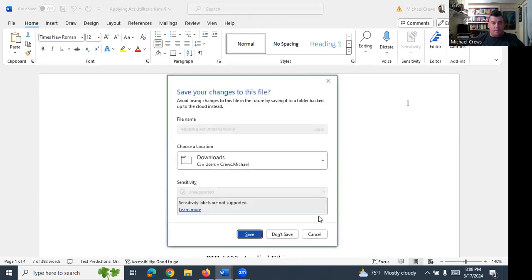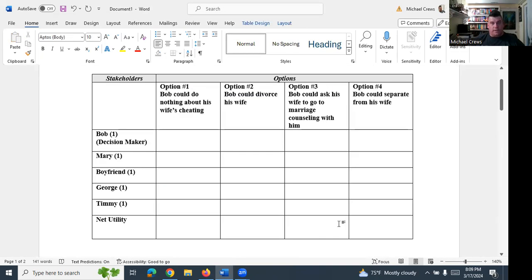That being said, let's talk about what this looks like. So, what I've done here, if you remember my guy Bob from the previous example, there was Bob and he had a wife. She has a boyfriend. George, the neighbor, told Bob that she was cheating, and there's Timmy, the son. So I've got all my stakeholders here. Now, in this case, it's going to be a very simplistic example, because there's only one each, but I still showed my ones. Okay. I've got my 4 options across the top. Remember, we said Bob could do nothing about his wife's cheating. Bob could divorce his wife. Bob could ask his wife to go to marriage counseling with him. Bob could separate from his wife.